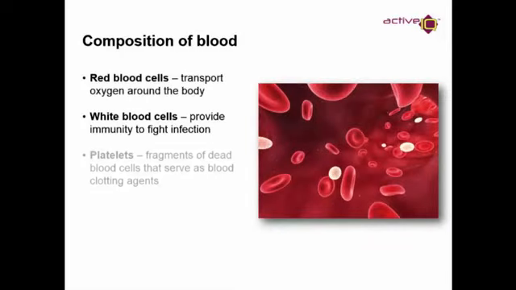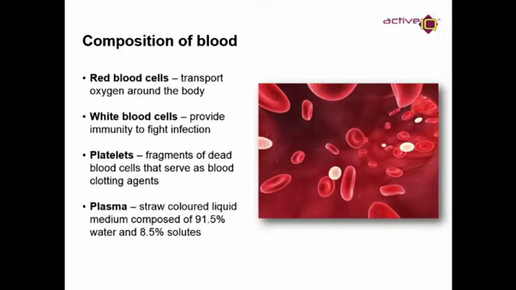So we know that we're pumping blood around the body, but what exactly is in our blood? We have red blood cells, and red blood cells transport oxygen around the body, okay? So when we breathe in, the red blood cells collect the oxygen from the lungs and take it around the body. That's what our red blood cells do. We then have white blood cells, and white blood cells fight infection. So if we ever get ill or sick, the job of the white blood cells is to go and fight that infection and get rid of it and take it away and to make us feel better again.